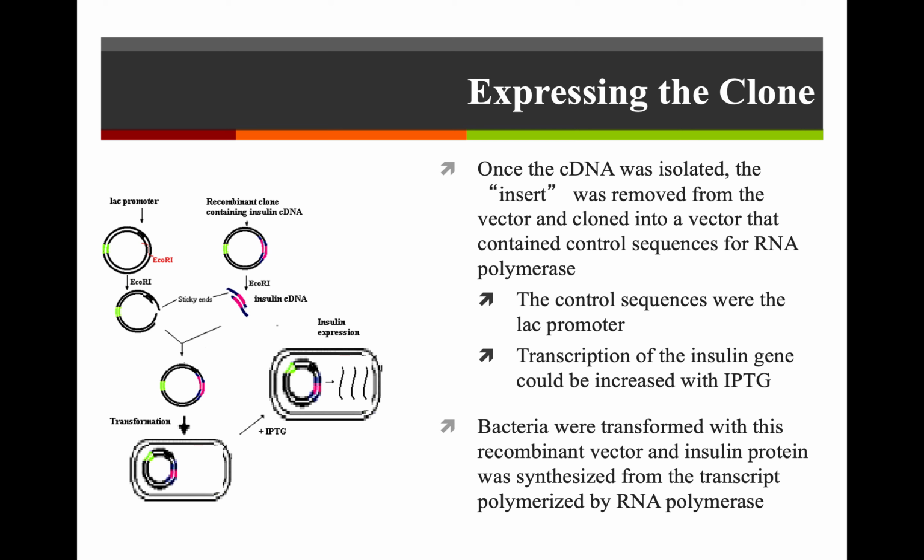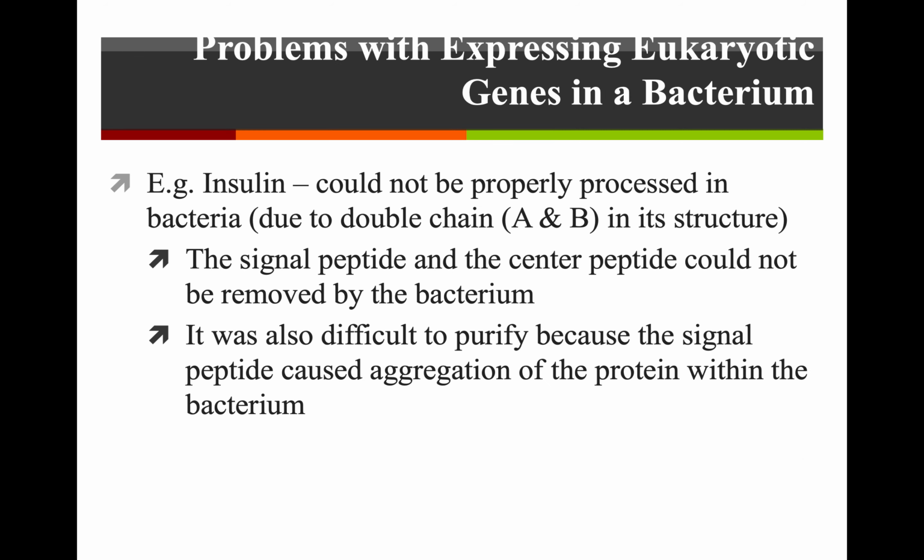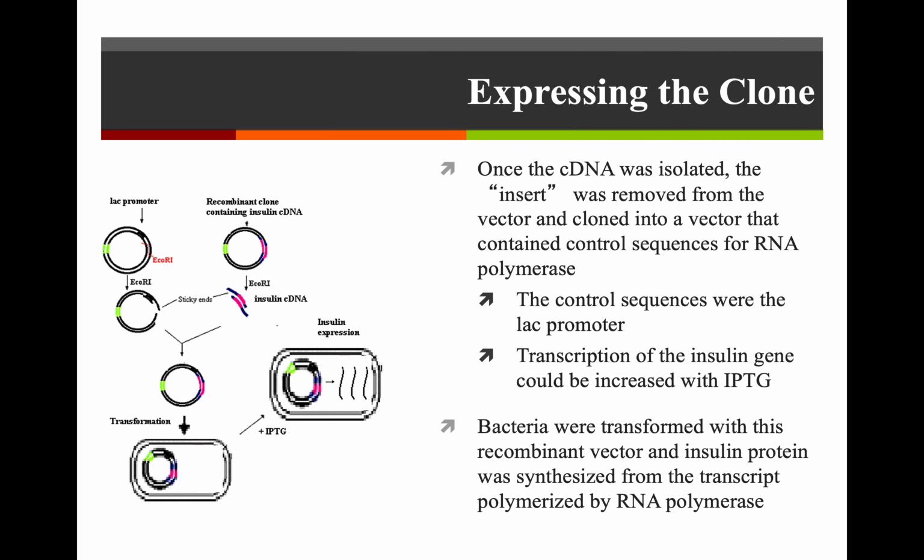I'm taking an example of insulin over here. The control sequence usually contains a promoter, and in the insulin case, the transcription of the insulin gene could be increased with the addition of IPTG. So the bacteria is then transformed with a recombinant vector, and insulin protein is synthesized from the transcript by the RNA polymerase. Apart from that, it may seem simple, theoretically it's simple, but in real life it could take months up until years.